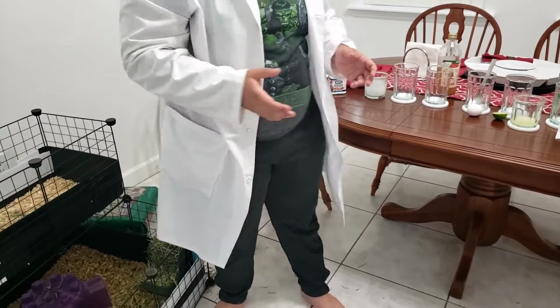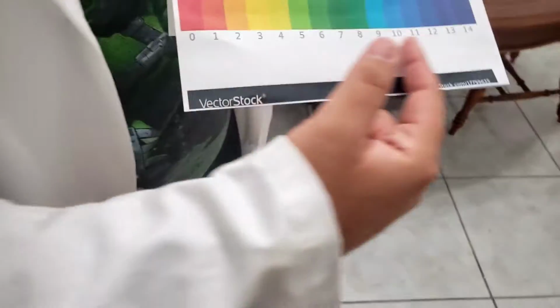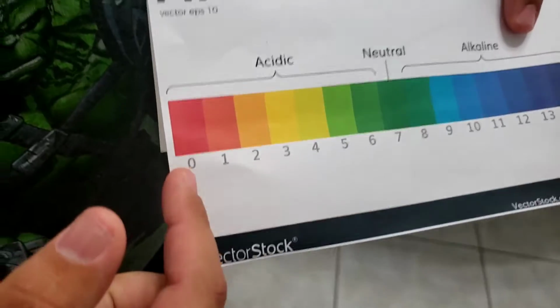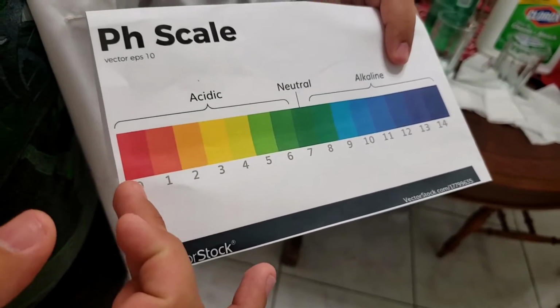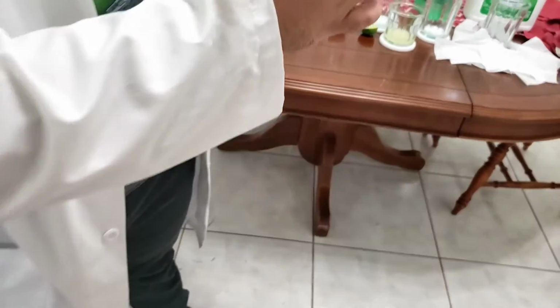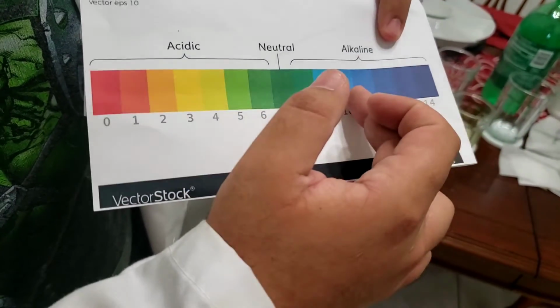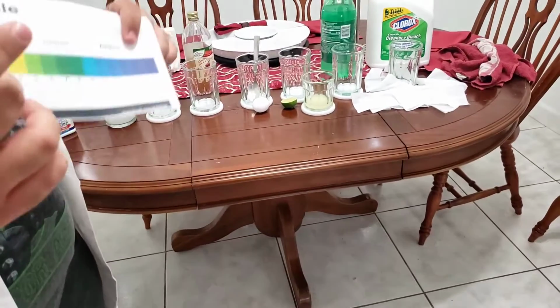A pH indicator is a scale from 0 to 14, where 6 to 0 goes from weak acid to a much stronger acid, which is at 0. And then from 8 to 14 being most alkaline. So we use this to rank the solutions that we have here, to figure out which is acidic and which is basic.